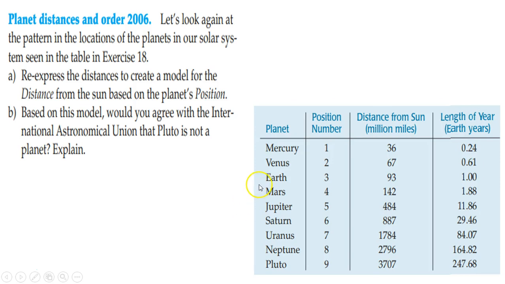So taking a look at this, it says look again at the patterns, re-express the distance to create a model for the distance from the sun based on the planet's position. So distance from the sun and planet position now, and based on the model, would you agree with the International Astronomical Union that Pluto is not a planet?